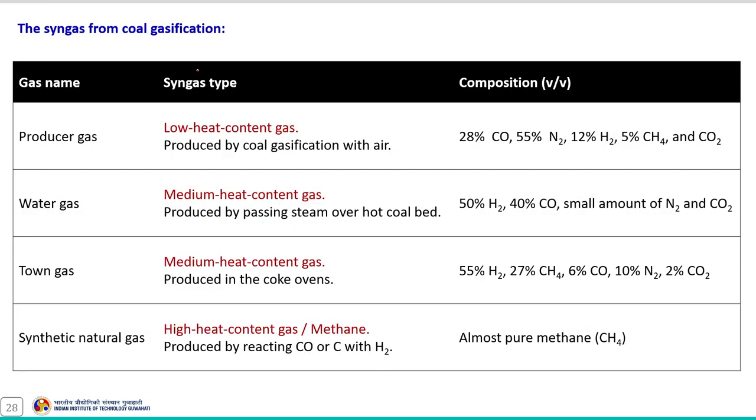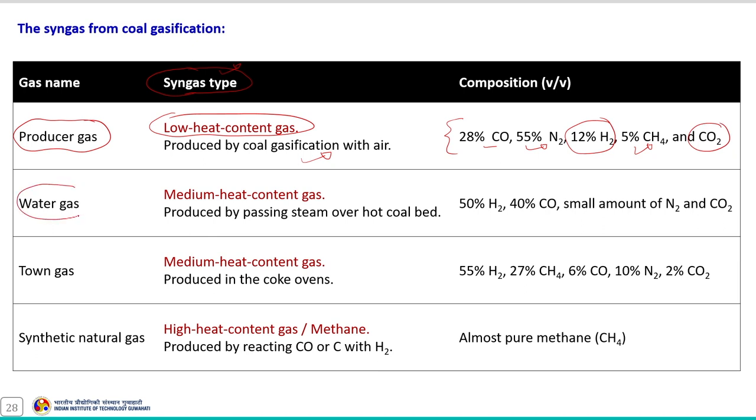And this table here depicts the information about the different syngas types produced during the coal gasification process. So producer gas, also termed as a low heat content gas, is produced by coal gasification with air, and its composition mainly consists of 28% carbon monoxide, 55% nitrogen, 12% hydrogen, 5% methane and CO2.